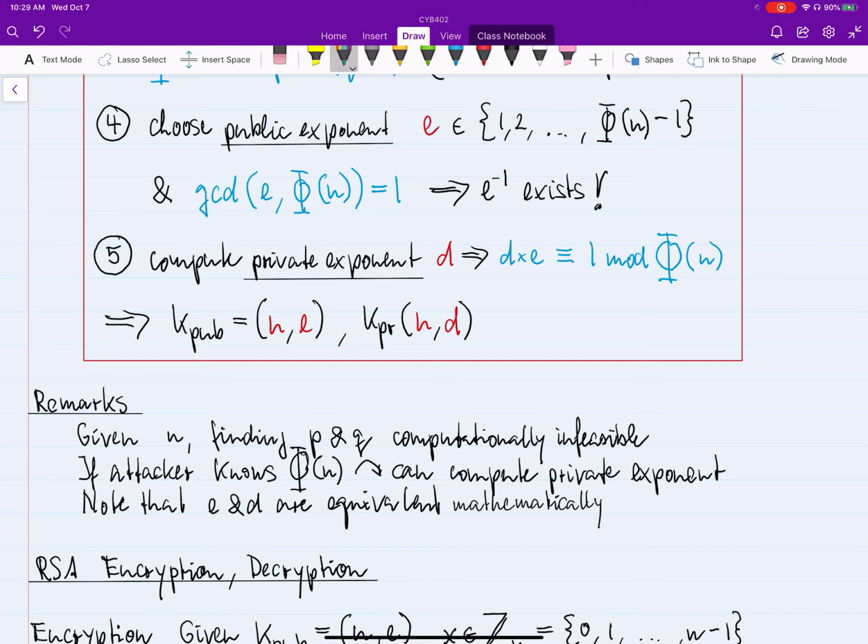So with that, we have two pairs of keys. We have a public key, which is comprised of n and e. Again, both of these are public. So an attacker knows n, an attacker knows e, and the difficulty for the attacker is to factor n into two prime numbers if n is really, really large.